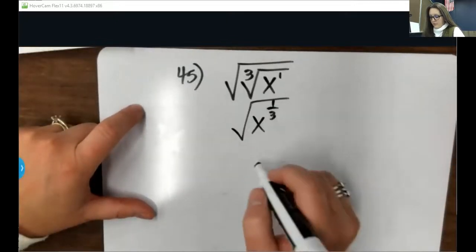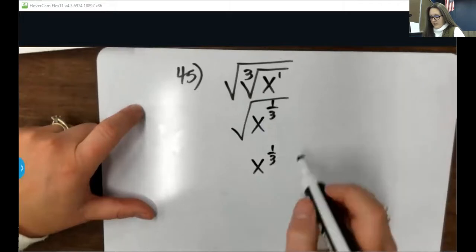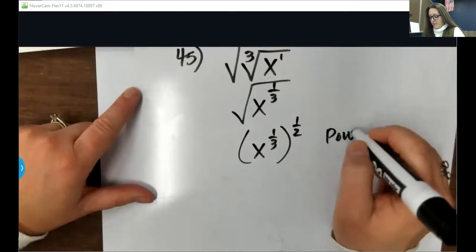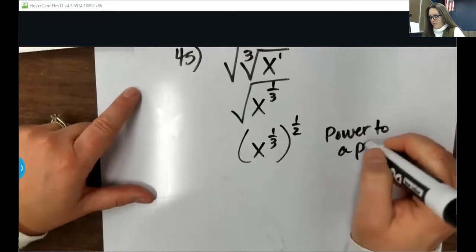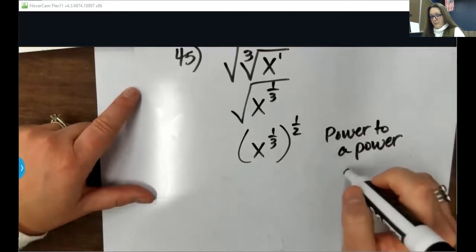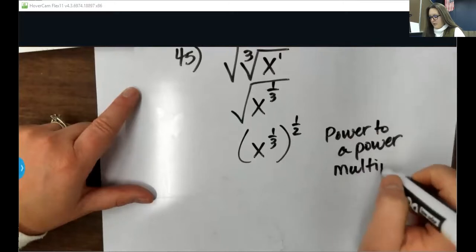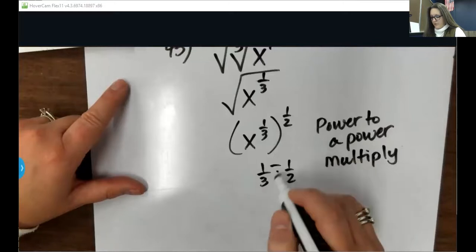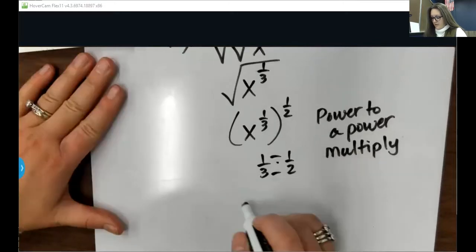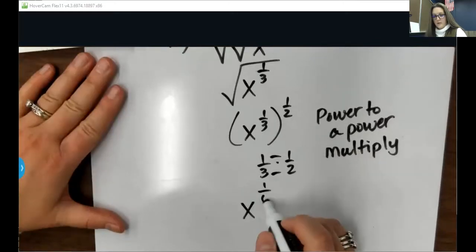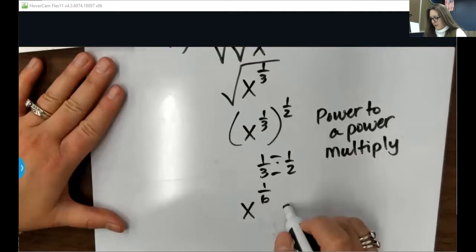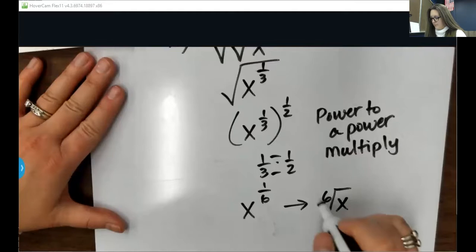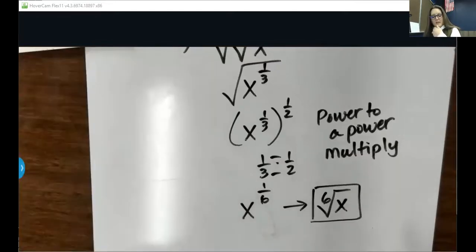Since it's a square root, it's raised to the 1/2 power, right? So this is another power to a power rule. When we have a power to a power, we're going to multiply. So when I multiply 1/3 times 1/2 straight across, I have x to the 1/6 power. That's an okay answer. Rewritten in radical form, it is the 6th root of x. Beautiful, right? All right, let's flip to the back.